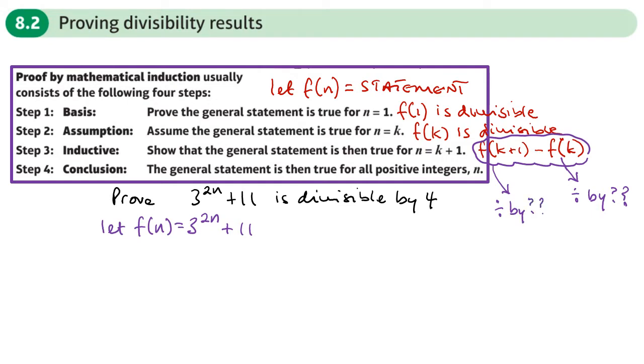So we let f of n equal the statement, we prove the statement is true for f of 1, we then assume it's true for f of k, we then work out f of k plus 1 minus f of k, and we should have a statement which is divisible by the number we're looking for. And the statement that we have should contain, not always, but it often contains f of k. You'll see that in the examples that we do.